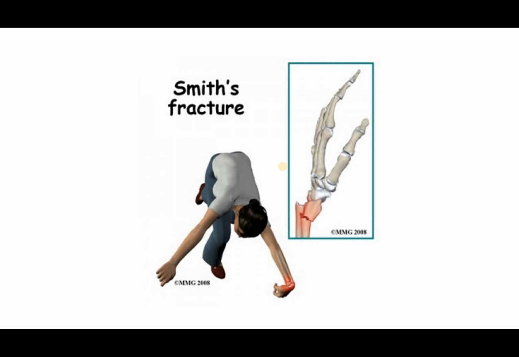Okay, Smith fracture is the opposite. It's where the wrist goes into flexion. So there's a flexion break, and the bone will typically break that way. Again, that's the distal radius. And yes, the ulna can break as well. So this is a Smith fracture.